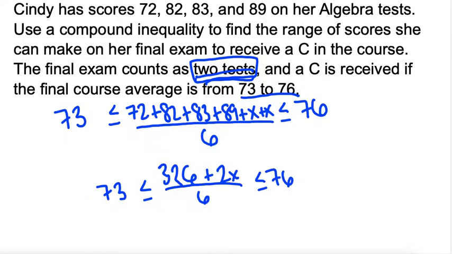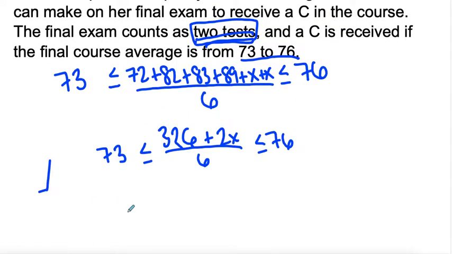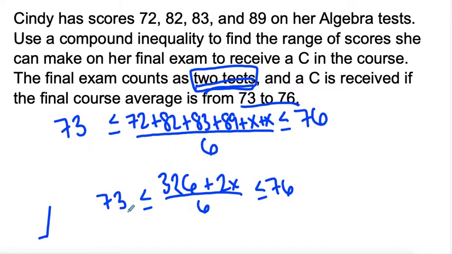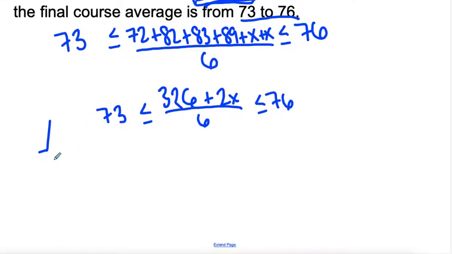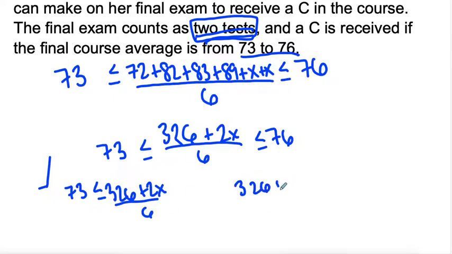So now in solving this compound inequality, we are going to need to split this up into 2 simple inequalities. So we'll have 73 less than or equal to 326 plus 2x, and that's over 6. And over here we'll have 326 plus 2x over 6 is less than or equal to 76. So now in order to solve this one simple inequality over here, the first thing we're going to do is get rid of that 6.